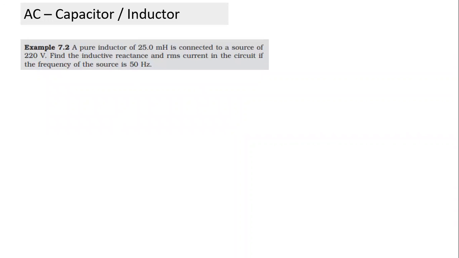A pure inductor is connected to a source of 220 volts. Find the inductive reactance and the RMS current in the circuit. This is also a simple question. What is inductive reactance? Here an inductor is connected, so we are talking about XL. We should remember XL is equal to omega L. Is omega given here? Frequency is given as 50 Hertz. Omega is equal to 2 pi into frequency. So you can find out XL. How do we find the RMS current here? I need to find IRMS.